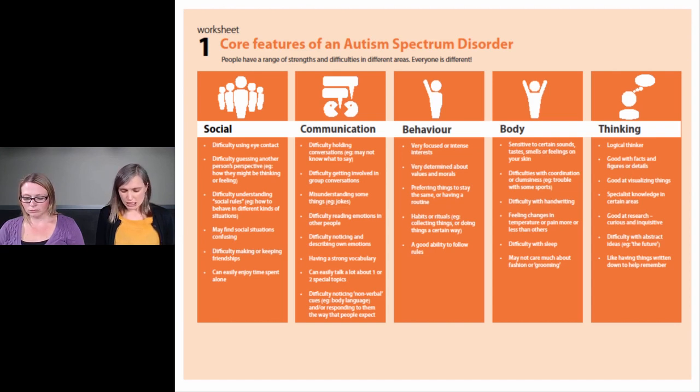So some of the strengths, for instance, in thinking skills are being good with facts and figures and details. We know that young people with autism tend to be quite good at noticing detail, and that means that they can be really fantastic researchers and have really amazing memory, for instance, photographic memory sometimes. So that's a really lovely strength. And an example of a difficulty on this sheet under communication is difficulty reading emotions in other people. And so that's just really nice everyday language to describe some of those difficulties in social emotional reciprocity. Yeah. Did you want to say anything else about this slide, Joe?